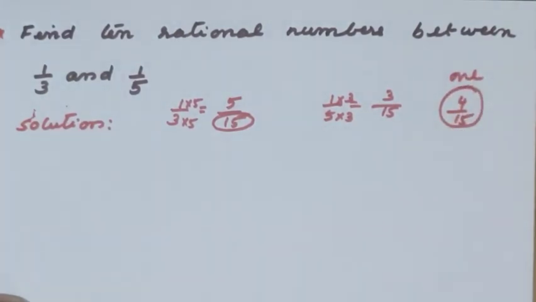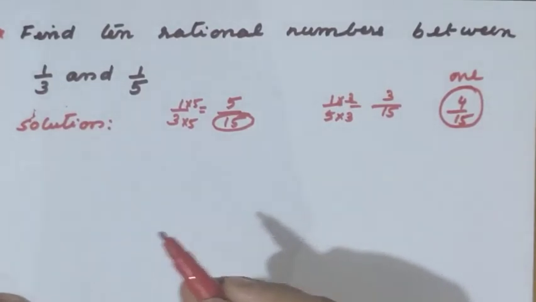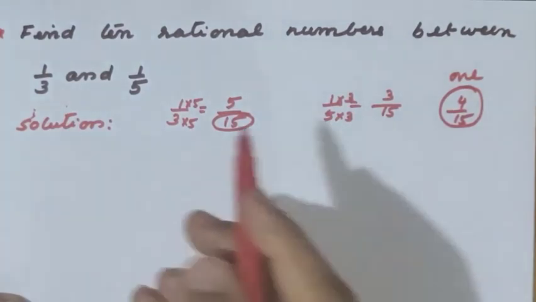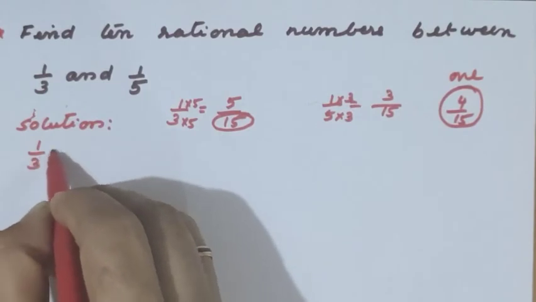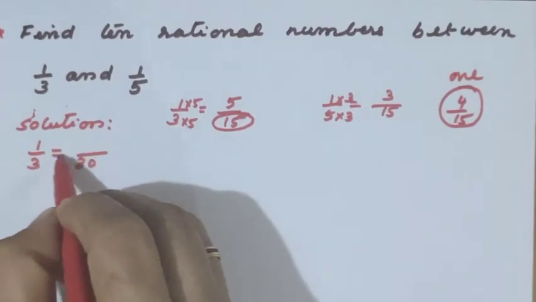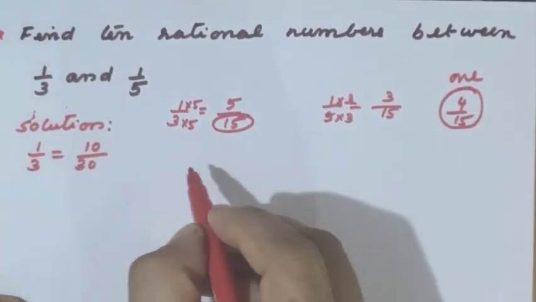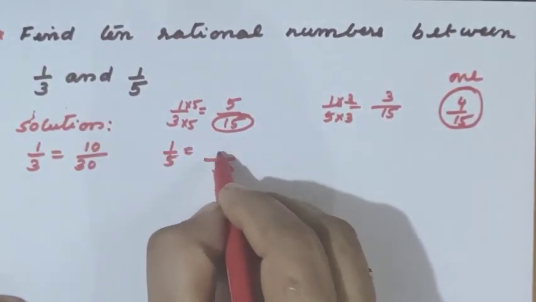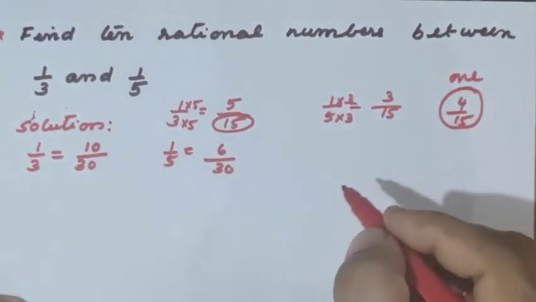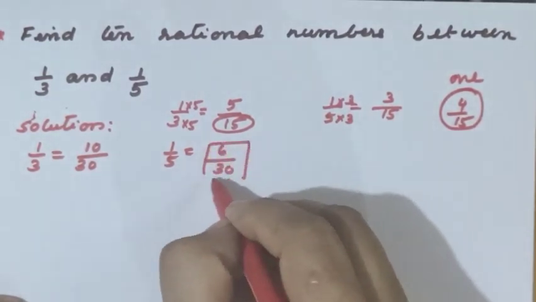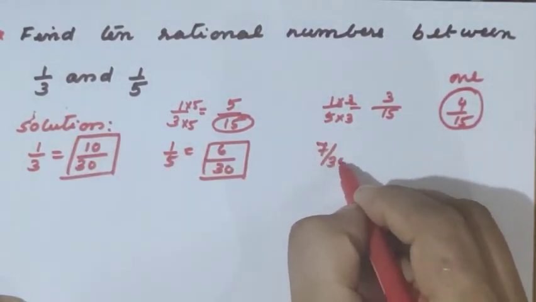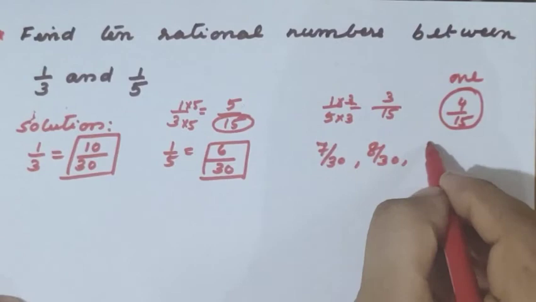But the requirement is 10. So what should we go for? The multiples of 15 we can try. The next multiple is 30. Let us see what will happen with 30. 1 by 3 becomes 10 by 30, a multiplication by 10. Similarly 1 by 5 becomes 6 by 30. So in between 6 by 30 and 10 by 30, how many are possible for us? It is 7 by 30, 8 by 30 and 9 by 30.